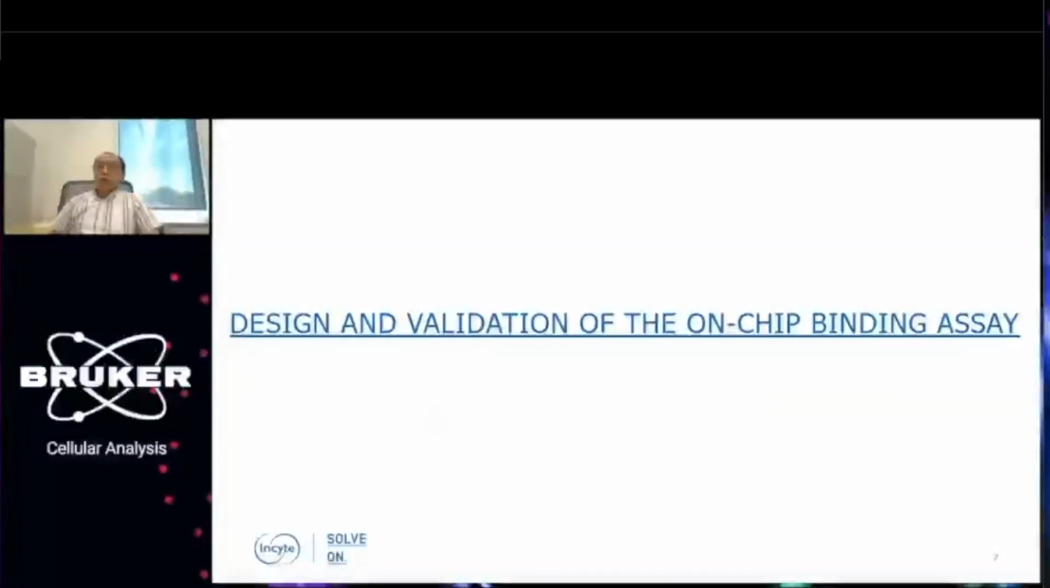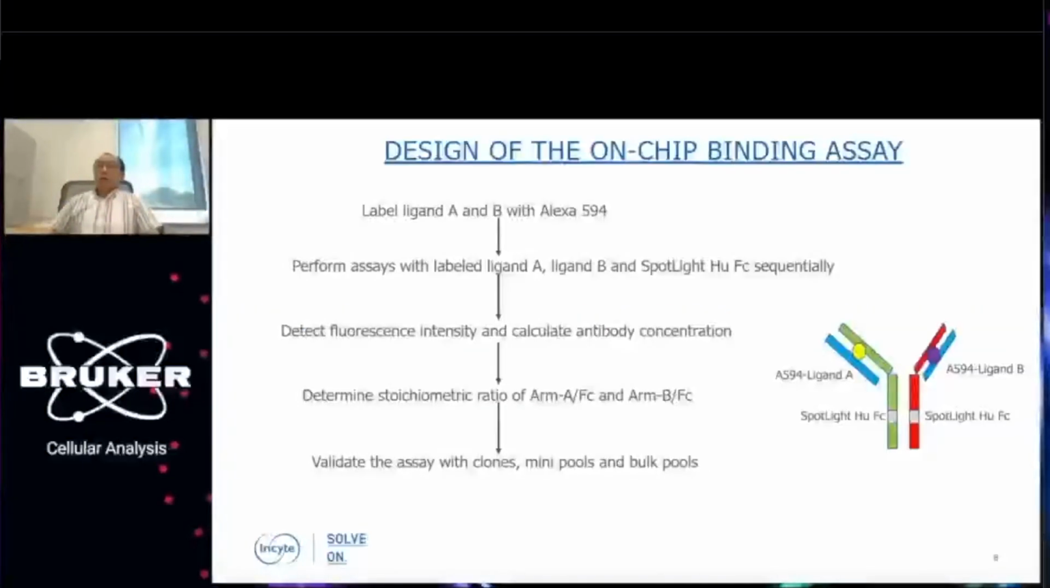In this part, I will talk about design and validation of the all-chip binding assay. This slide shows the design of the all-chip binding assay. We will label ligand A and B with Alexa 594. Perform assays with labeled ligand A, ligand B, and Spotlight human Fc sequentially. Detect fluorescence intensity and calculate antibody concentration. Determine the stoichiometric ratio of arm A to Fc and arm B to Fc.